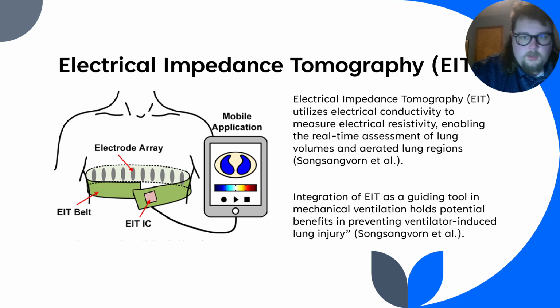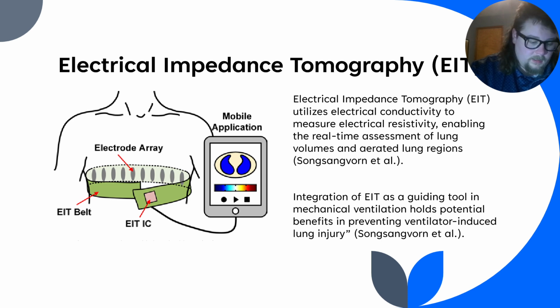So electrical impedance tomography utilizes electrical conductivity, and it measures electrical resistivity, enabling a real-time assessment of the lung volumes and aerated lungs or lung regions. So this ultimately works by a band that wraps around the fourth and fifth intercostal space of the patient. It is attached with 16 leads with 2 positive leads that cycle around, moving in a parallel fashion, and it creates a circular image composite reading 50 times a minute.